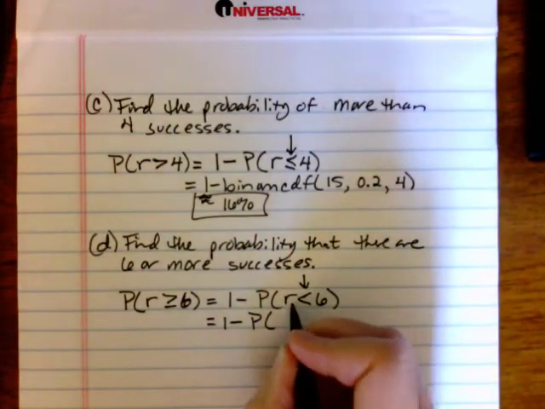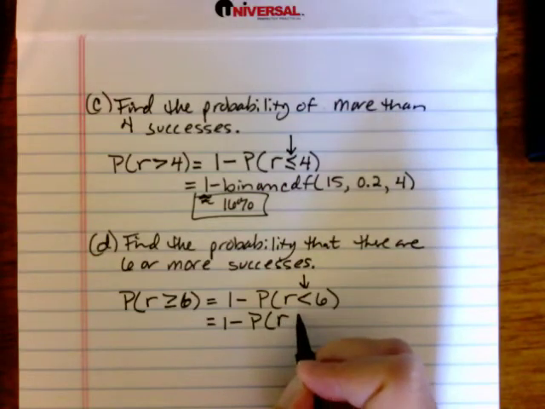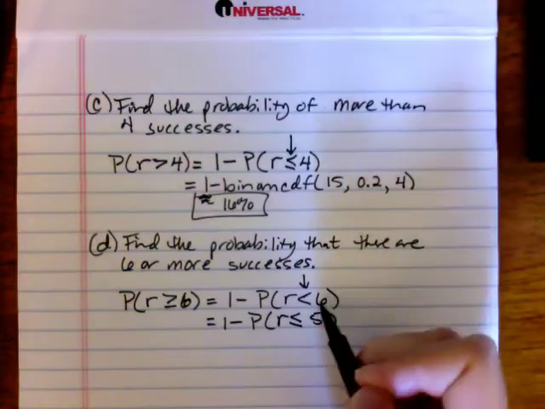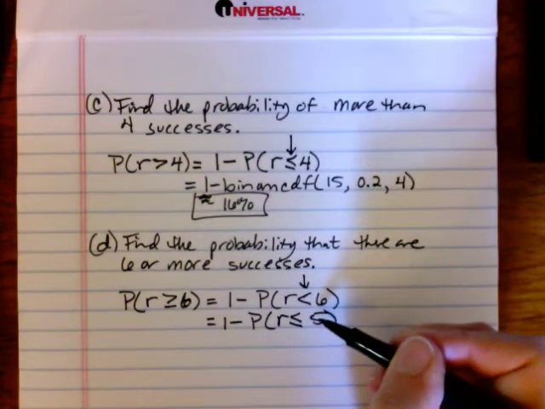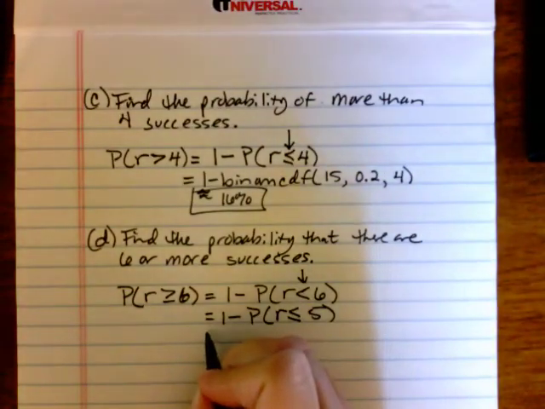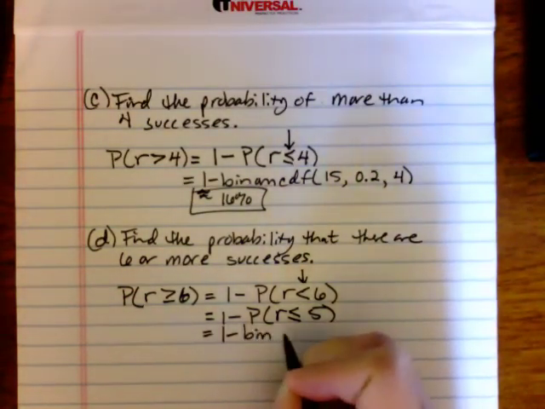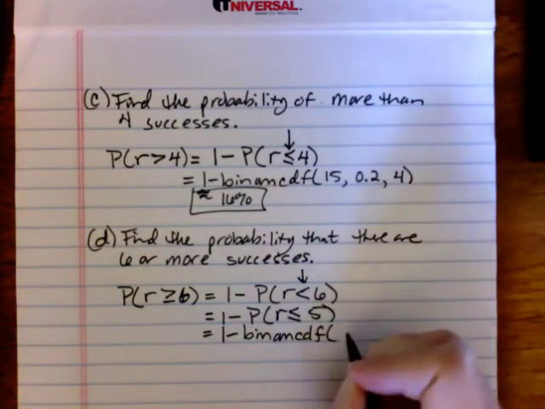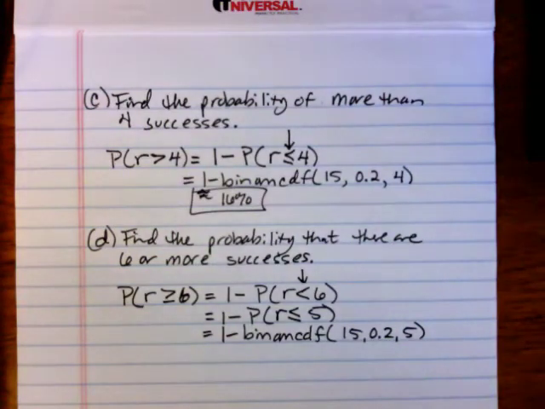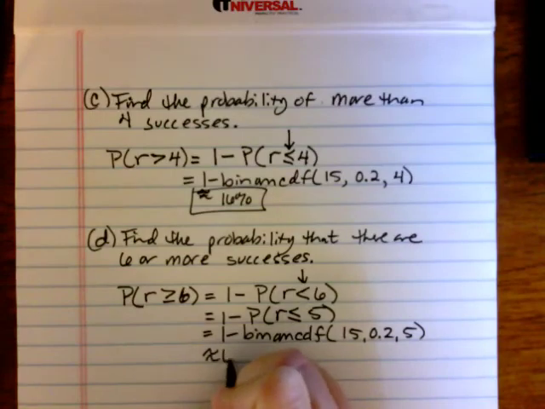This piece, probability that R is less than 6, is the same thing as the probability that R is less than or equal to 5. Having fewer than 6 successes means that I have 5 or fewer. Okay. And so then that is what we put into the calculator. 1 minus binom CDF, 15, 0.2, and 5. When we crunch that through, we're looking at about 6%.